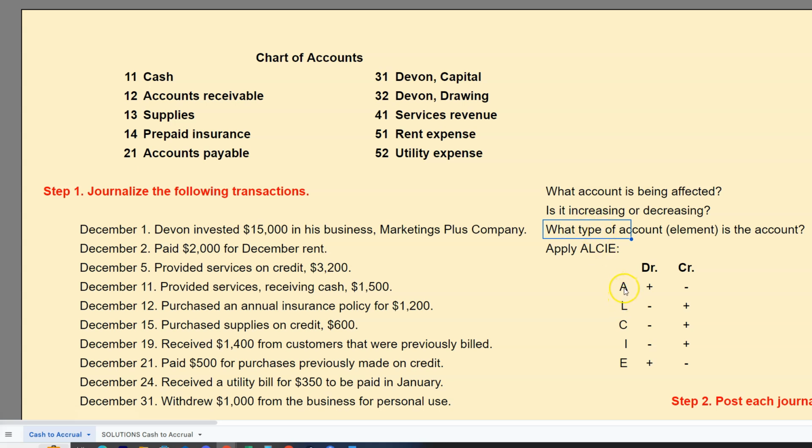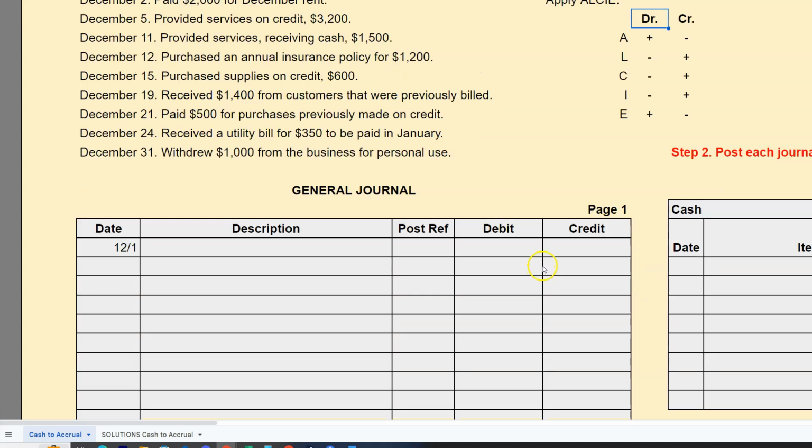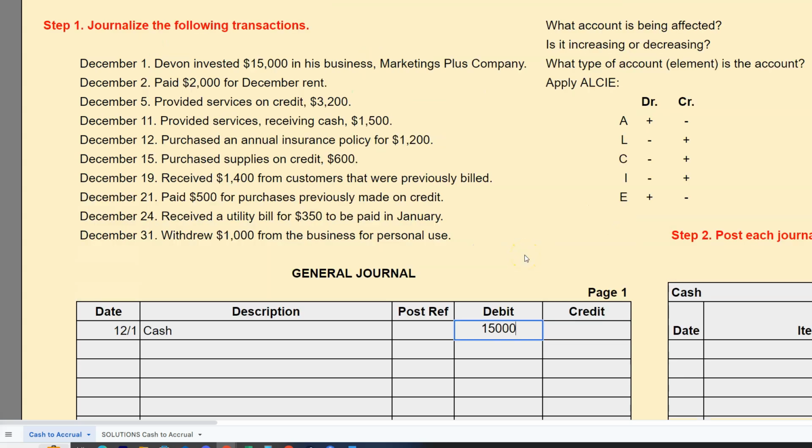And I know that cash is an asset. One way that I know that cash is an asset, one is because I practiced this enough, but also I see that this account starts with a 1, so I know it's an asset. So how do I make an asset increase? Since we just determined that cash is going up, I have to debit that account. So I will debit cash. And how much cash? $15,000.